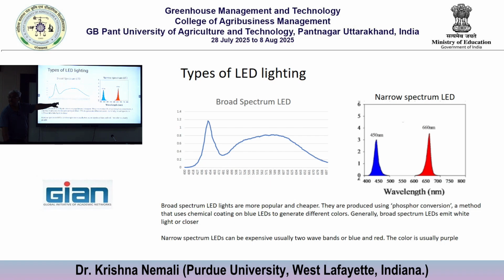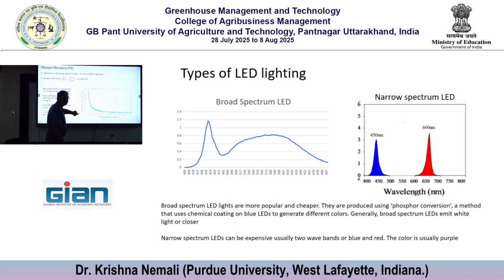Because you have green, you have what else? Blue? We have all the three colors. That's why the broad spectrum LEDs are generally white. This color is purple. You got just two colors, purple, okay? So you can look at the spectrum and tell what color it's going to be.